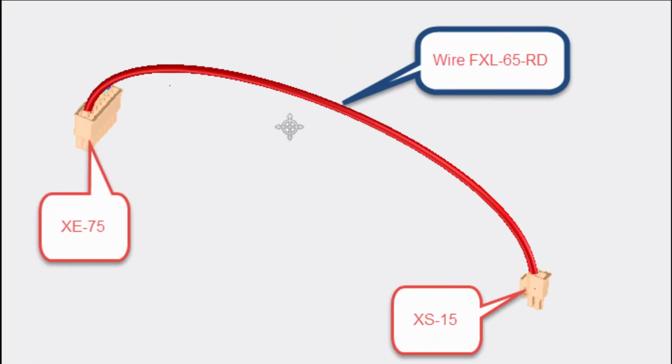XY55. Okay, so as you see, for example, we have a wire, and the wire is connecting to a connector XE75 on one end and XS15 on the other end. In this case, for our wire connection, we need to assign reference designators to the connectors.